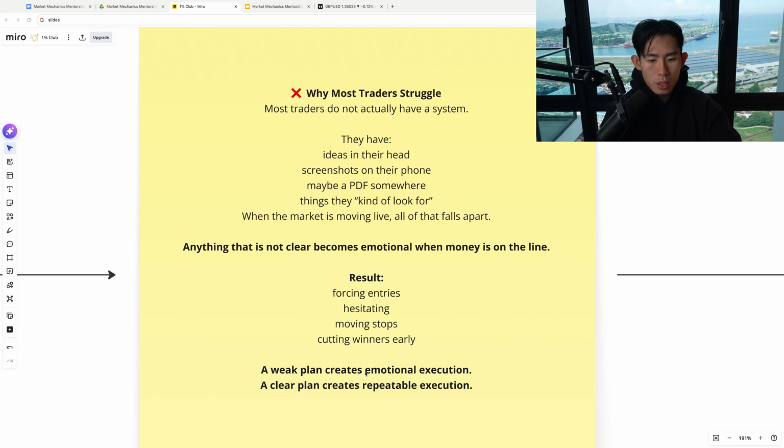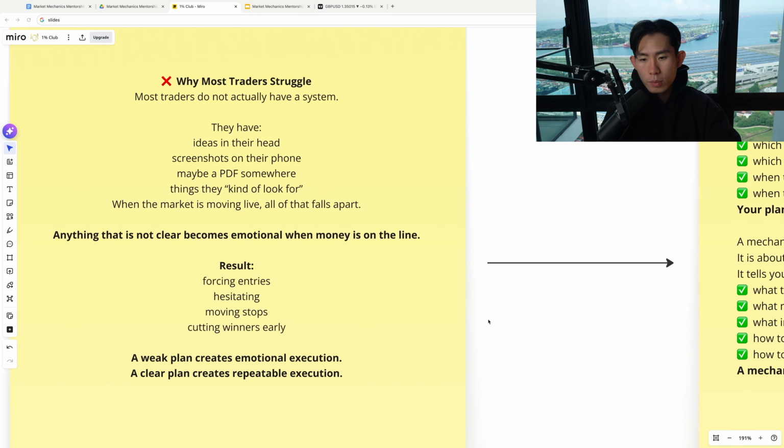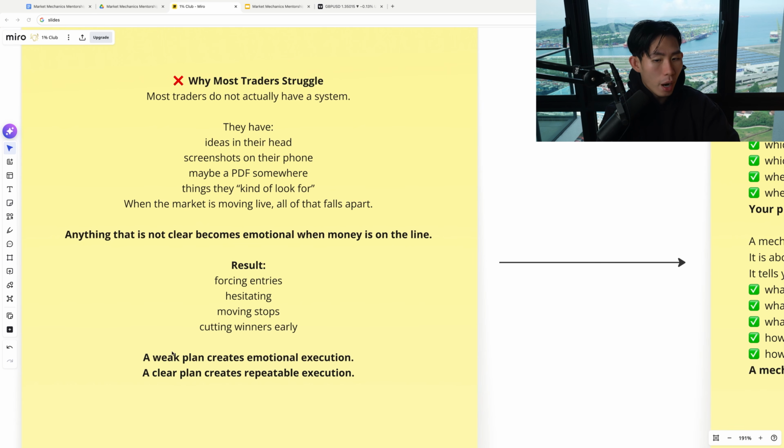A weak plan creates emotional execution. A clear plan creates repeatable execution. All right, remember that. If you don't have a trading plan or you have a weak trading plan, what tends to happen is that emotions just have more power over you. It just makes it easier for emotions to take control of your decision making. So save yourself some time and money by creating a robust and proven trade plan.